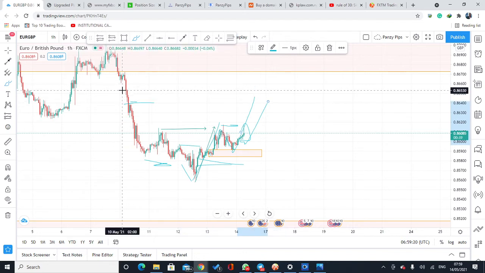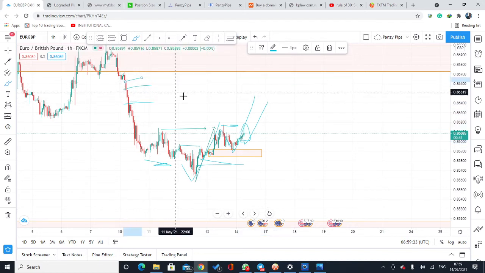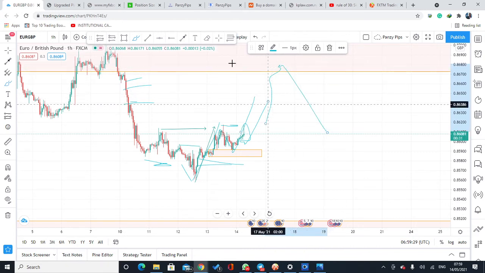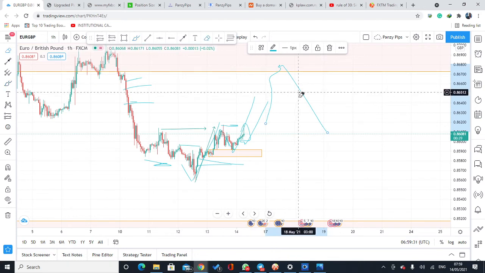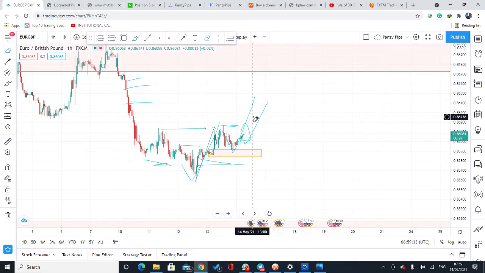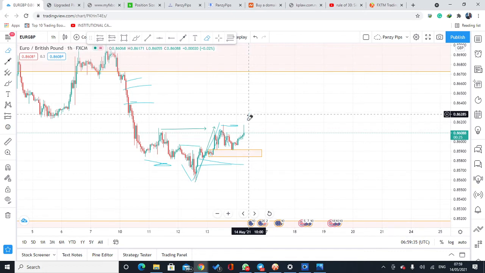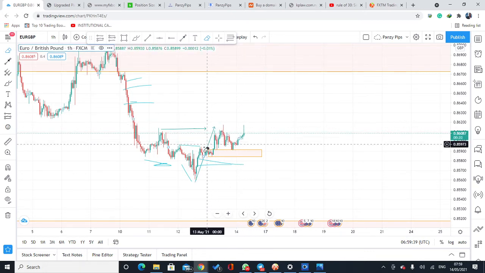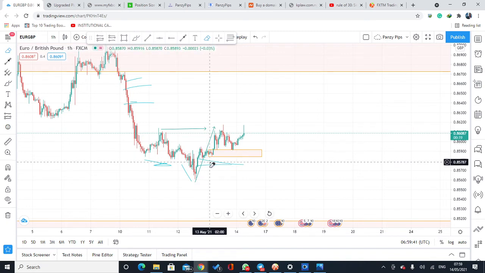Now we have a whole lot of imbalance up here to fill, so this should give us the energy and the push to fill all of that imbalance, come to this other block, and then give us a reversal move that will take us all the way down. Okay, so the perspective on the 1 hour is bullish. We are bullish on the 1 hour, and we'll just look at it that way.